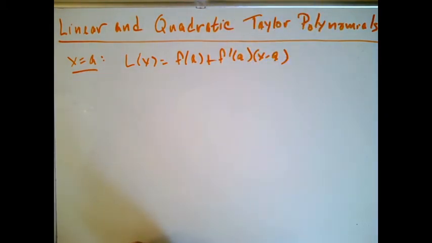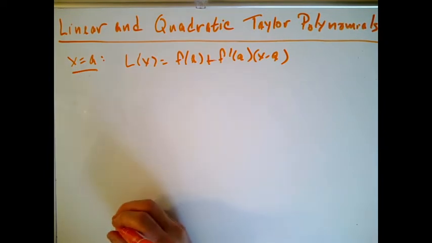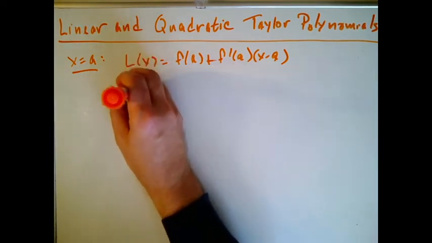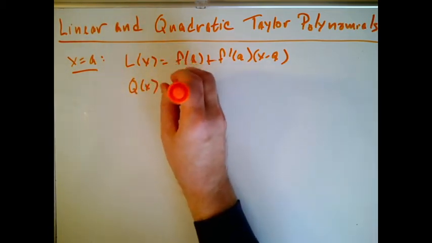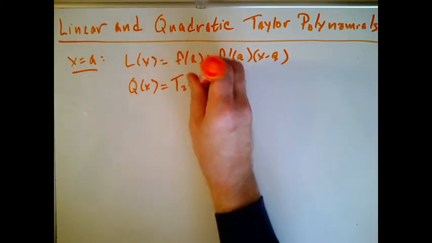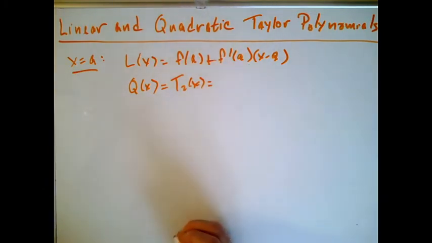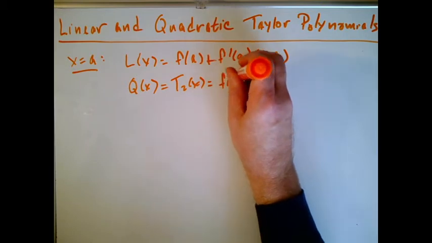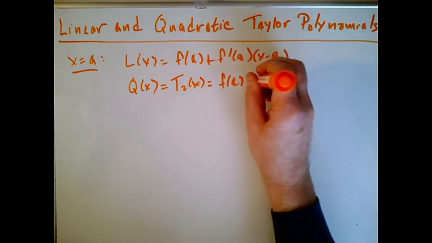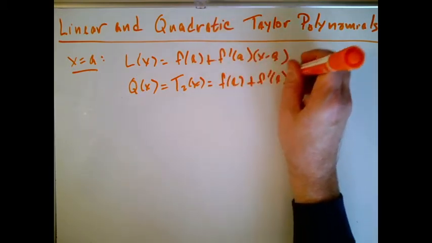And we try to get people in Calc 1 to write it that way because in Calc 2 you saw Taylor polynomials. Now, you usually start out with a quadratic approximation. You can also call that T2 or P2. And it starts out exactly the same way. It just starts out at f of a plus f prime of a times x minus a.